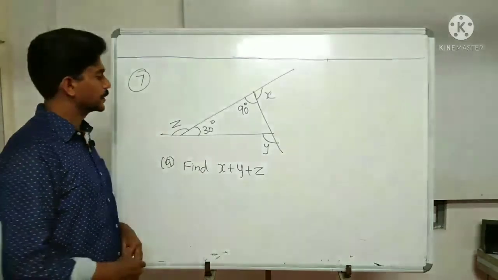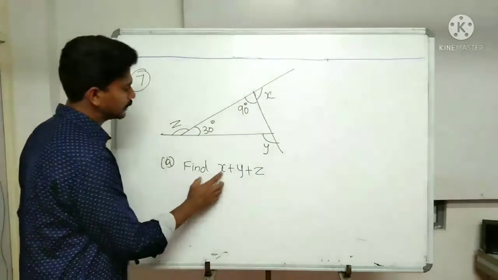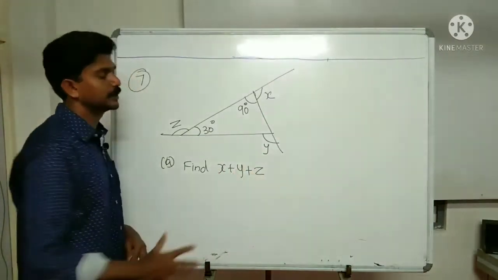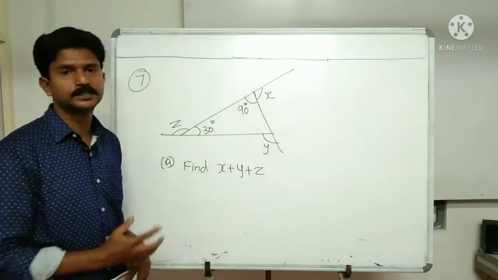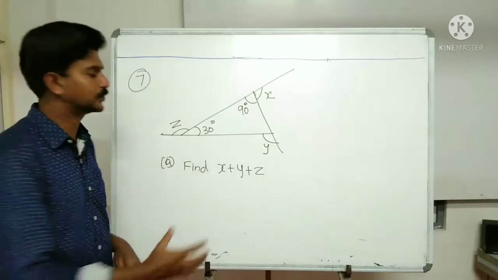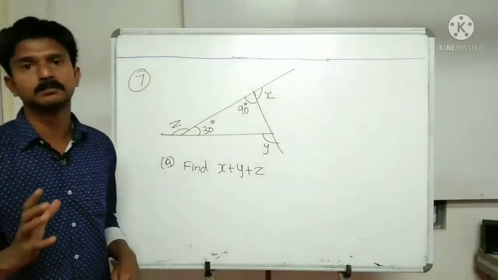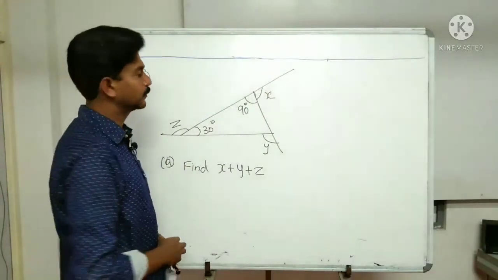Dear students, in the 7th question of exercise 3.1, we should find the value of x plus y plus z. We should find the measurement of x angle, y angle and z angle. After finding them, we should add everything and find the sum total. How do you find x?